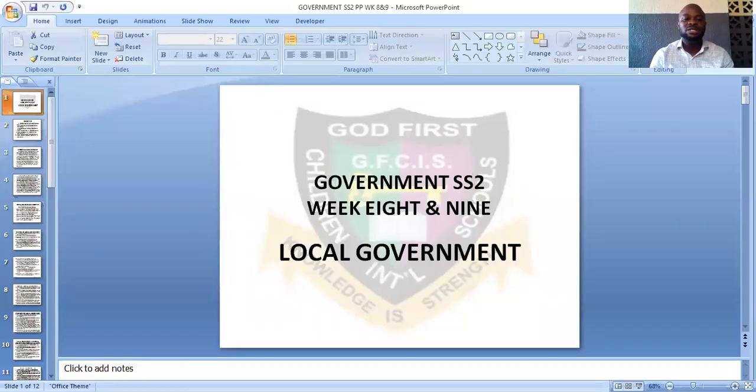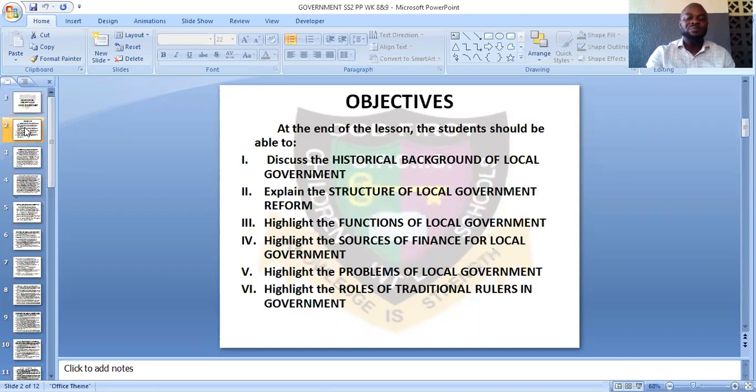Now we're moving ahead from week 7. This one is particularly for week 8 and week 9, and the topic is local government. The topic of local government spreads across week 8 and week 9. So before we go into details, let's quickly look at our behavioral objectives. That is what we are expected to learn.